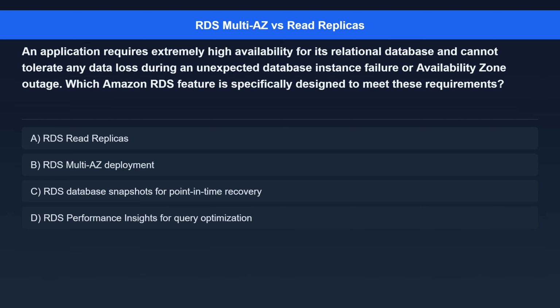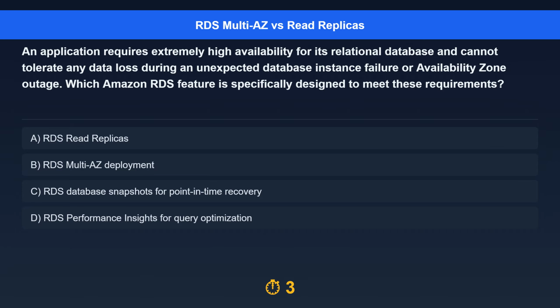Question 4. An application requires extremely high availability for its relational database and cannot tolerate any data loss during an unexpected database instance failure or availability zone outage. Which Amazon RDS feature is specifically designed to meet these requirements? Option A. RDS Read Replicas. Option B. RDS Multi-AZ Deployment. Option C. RDS Database Snapshots for Point-in-Time Recovery. Option D. RDS Performance Insights for Query Optimization.